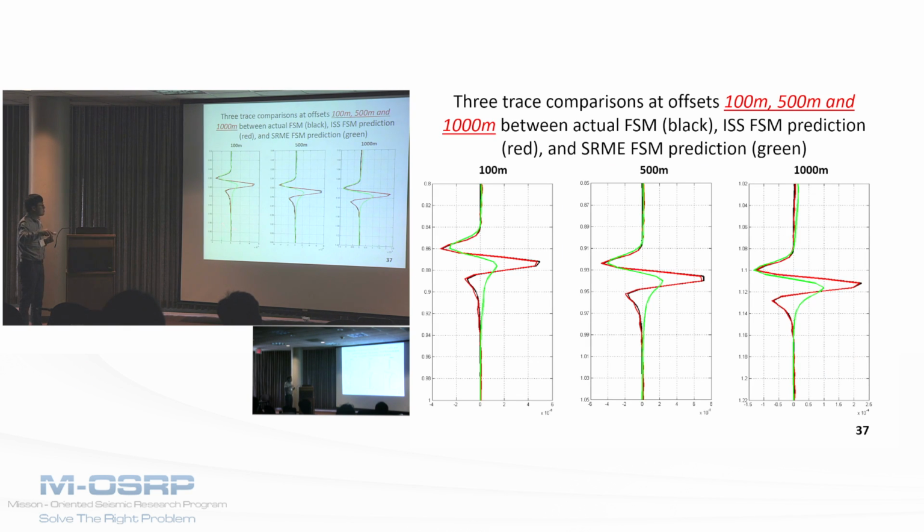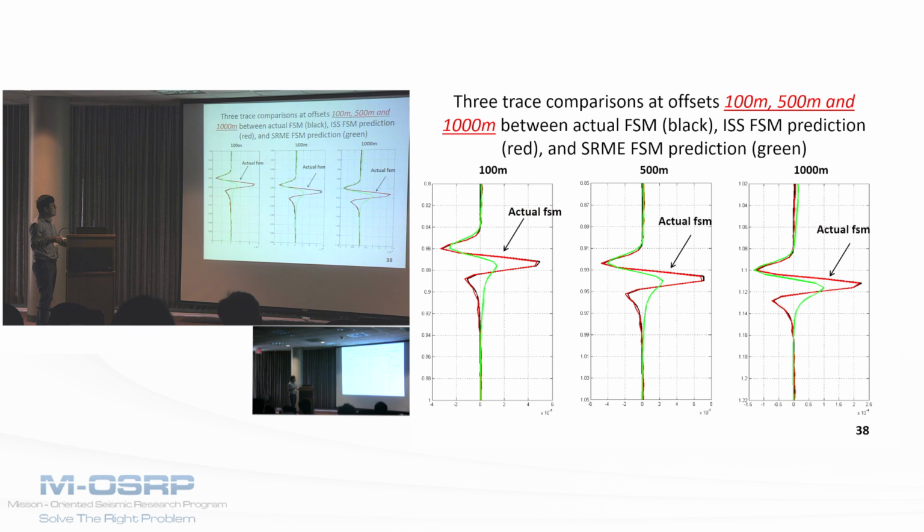So the figure on the left shows the trace comparison at 100 offset. The middle is 500. The figure on the right shows the 1,000. And the black line represents the actual free surface multiple, pointed by the black arrows. The red line represents the ISS free surface multiple prediction, pointed by these red arrows, whereas the green line represents the SRME free surface multiple prediction, pointed by these green arrows, where we can see this red line and green line overlap with the black line.